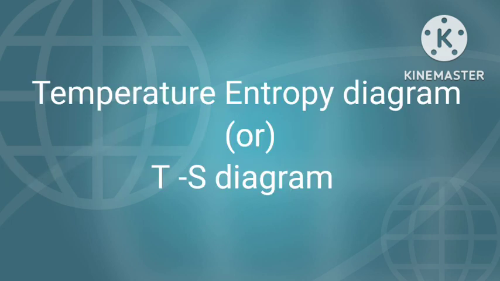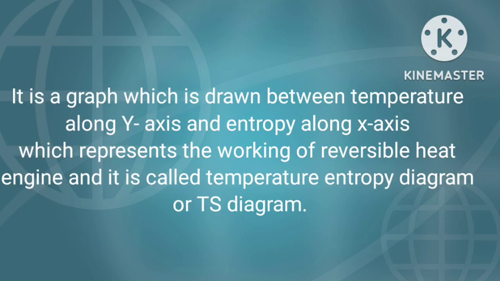Now I am going to explain an important concept, the temperature entropy diagram or TS diagram. It is a graph drawn between temperature along the y-axis and entropy along the x-axis, which represents the working of a reversible heat engine, and it is called the temperature entropy diagram or TS diagram.